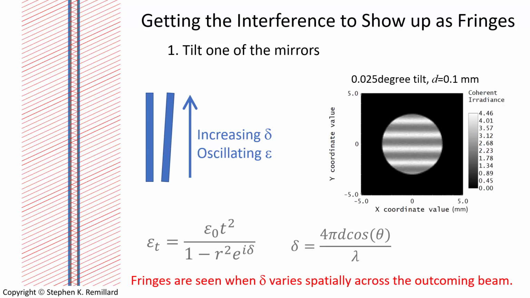The first method is to tilt one of those mirrors. So if one of the mirrors is at an angle, then consequently as you move along the mirror, delta is slowly increasing. Every time the light traverses the cavity once, it's with a slightly bigger delta. And so then you have an oscillating electric field coming out of the mirrors. And that oscillating electric field then shows up as a series of dark and bright interference lines. That gives you these Fizeau patterns, these parallel fringes.